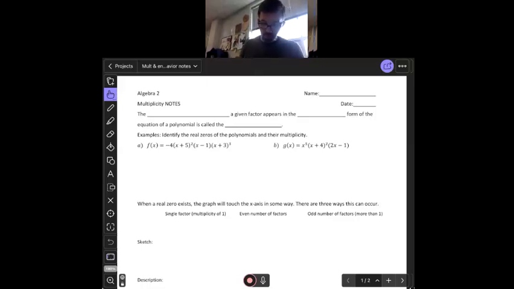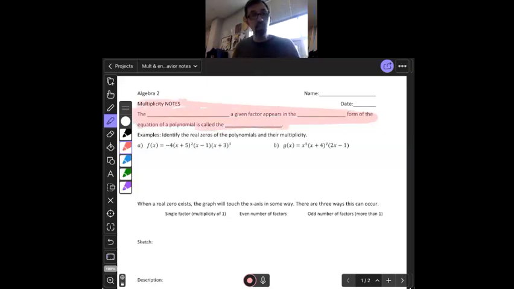All right, so here's our multiplicity notes. The first thing we're going to do is define multiplicity. I did this with you informally on Friday, so I'm going to formally define multiplicity for you. Again, if this is something you're more comfortable doing on DocHub, where you can just type this real quick so you don't have to type all the other stuff, that might be a good choice.